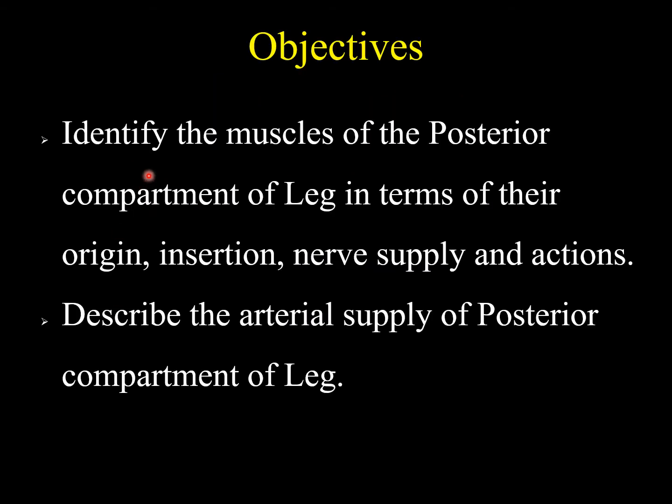Our objectives are to identify the muscles of the posterior compartment of the leg in terms of their origin, insertion, nerve supply and actions. The other objective is to describe the arterial supply of the posterior compartment of the leg. This objective we will also cover in our upcoming lecture on arterial supply of the lower limb, but here we just have an idea about the artery which is supplying the posterior compartment.